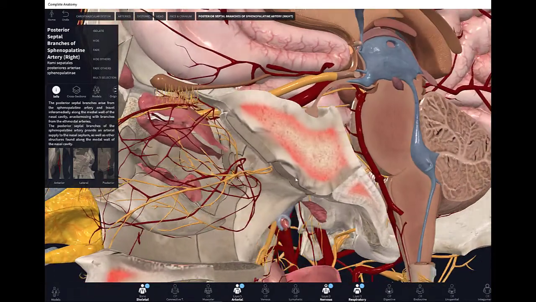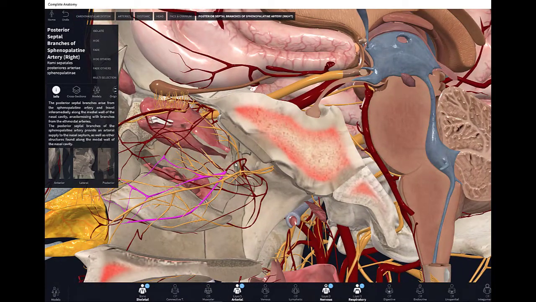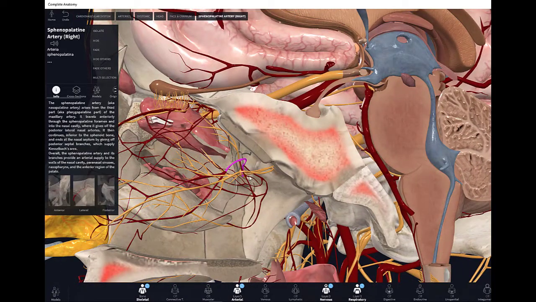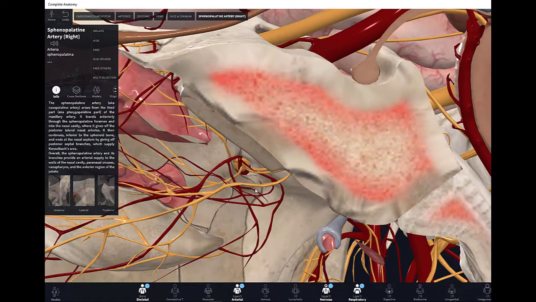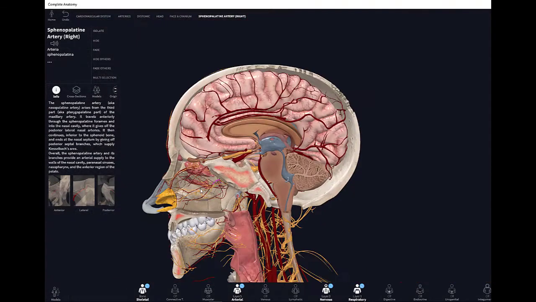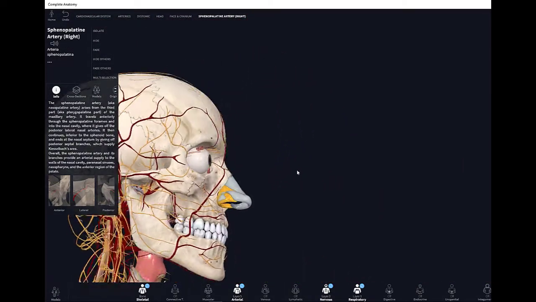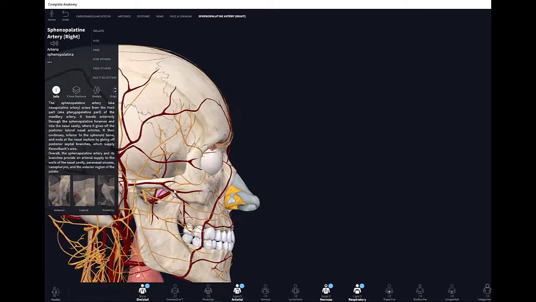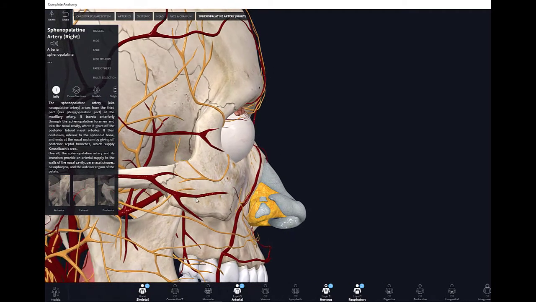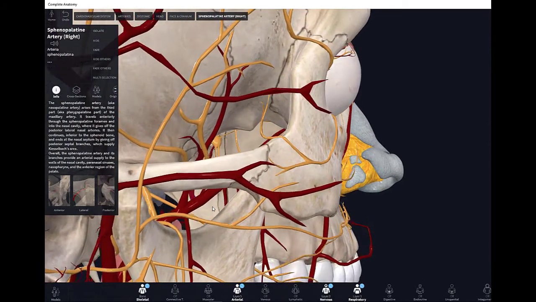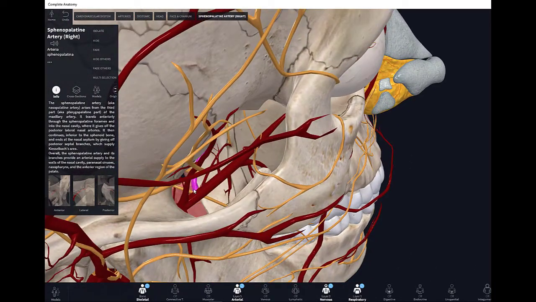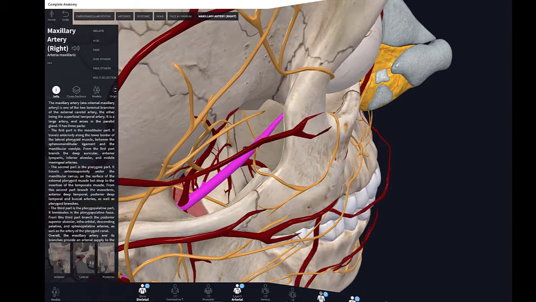If we follow the sphenopalatine artery posteriorly, we can see here we are at the point where it just receives its name, sphenopalatine artery, as it passes through the sphenopalatine foramen. Remember that if you're looking at this from laterally, we'd have to dive all the way deep here and see that the sphenopalatine artery actually comes from the maxillary artery in the pterygopalatine fossa.